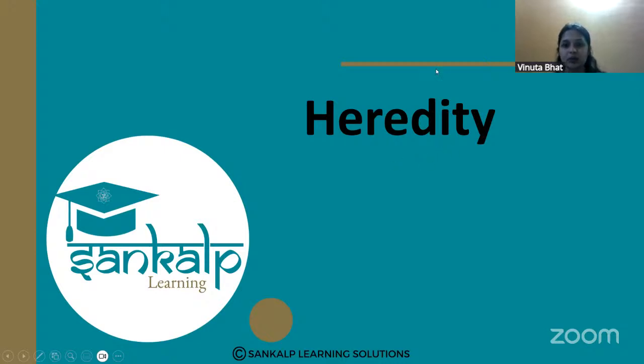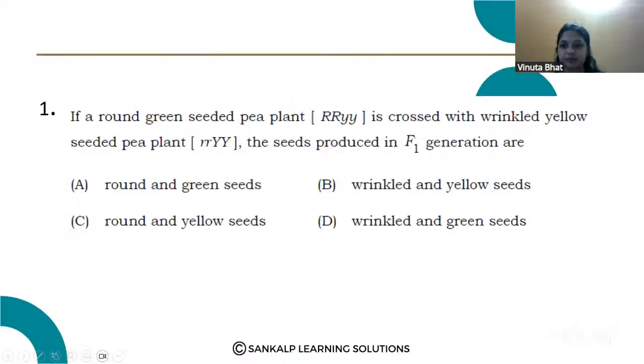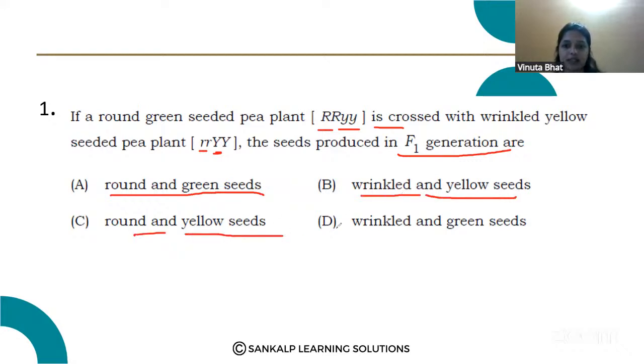The first question is: if a round green seeded pea plant, that is capital R small y, is crossed with a wrinkled yellow seeded pea plant, that is small r capital Y, the seeds produced in the F1 generation are: option A, round and green seeds; wrinkled and yellow seeds; round and yellow seeds; wrinkled and green seeds. What is the answer for this question?